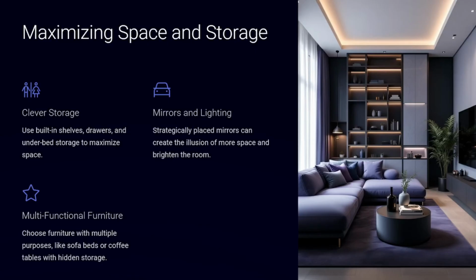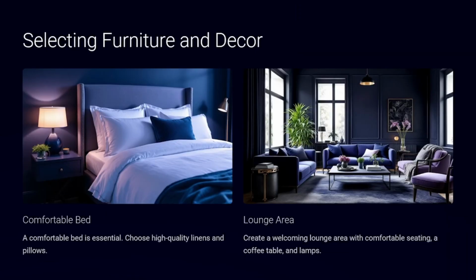You can also use mirrors and lighting. If you strategically place mirrors, this can actually create the illusion of there being more space and brighten the room. Having good lighting gives the illusion of more space, right? And you can also have multifunctional furniture, where you choose furniture that has multiple purposes, for example, sofa beds or coffee tables with hidden storage. This can serve you multiple purposes, right? You can maximize your space utility.